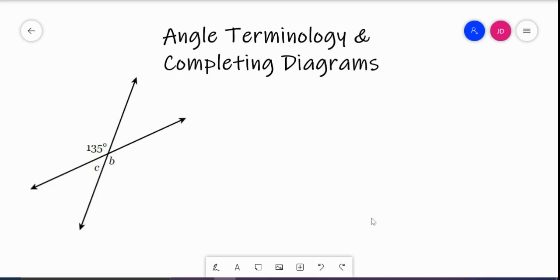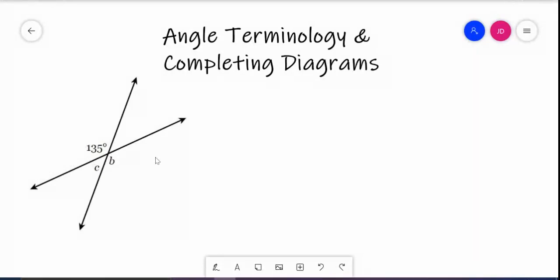In today's video, we are going to be talking about angle terminology and completing diagrams. Now, remember what an angle is. An angle is two rays that share a common vertex. In this case, this would be considered a ray, and this would be considered a ray, and the common vertex they share is right here.